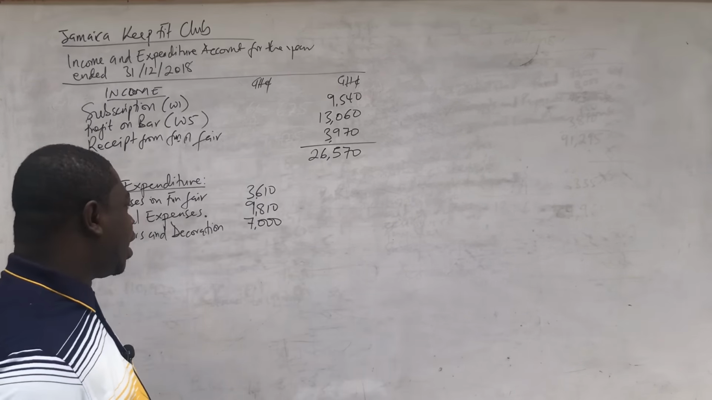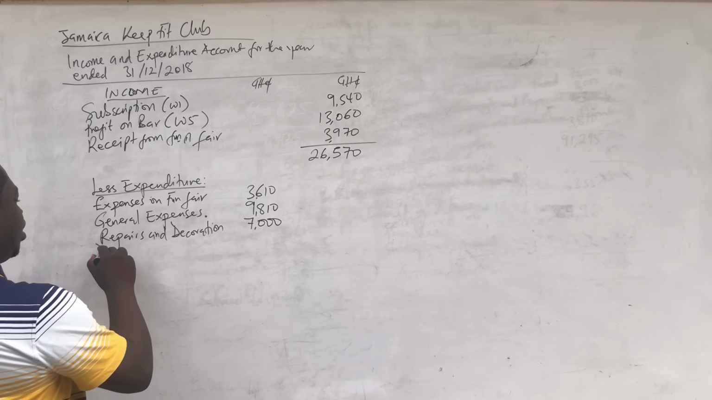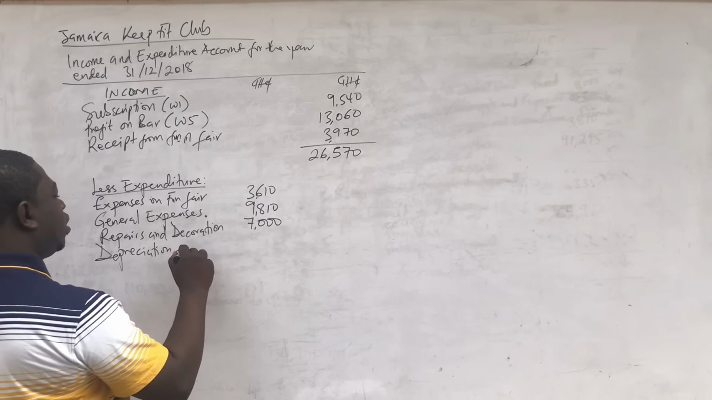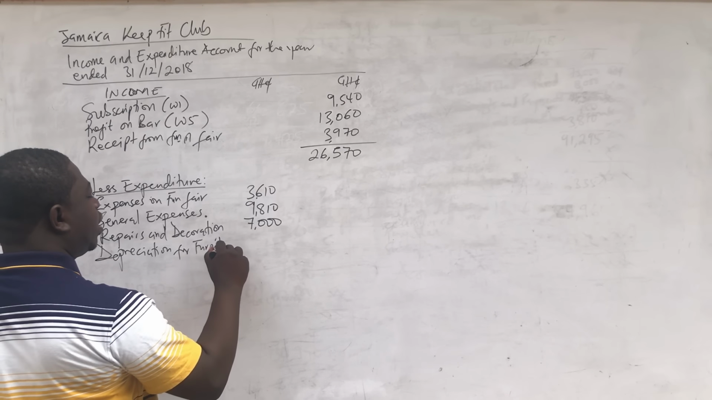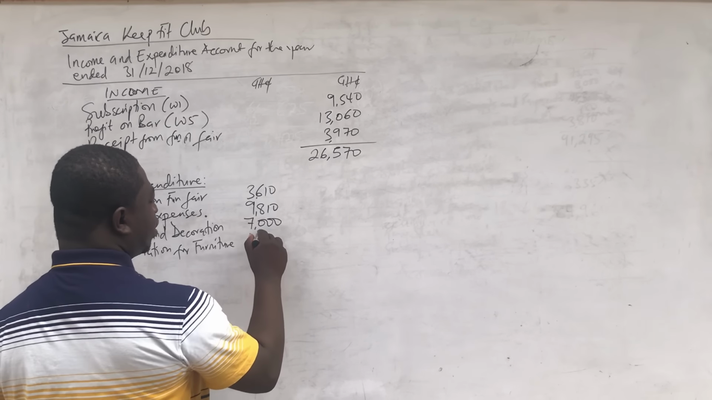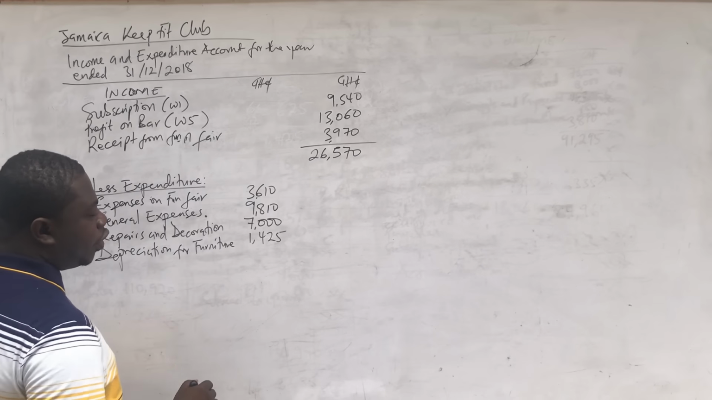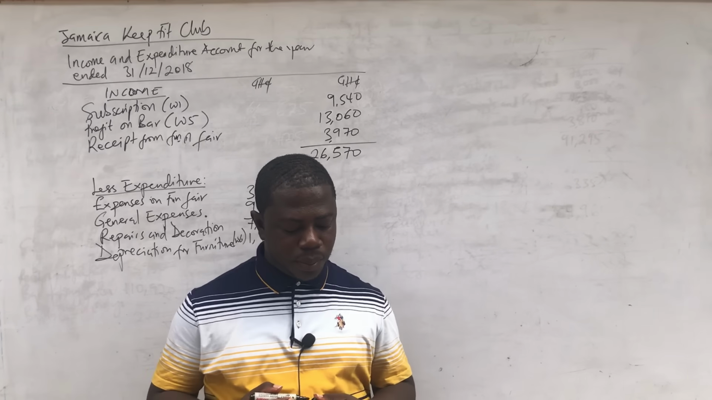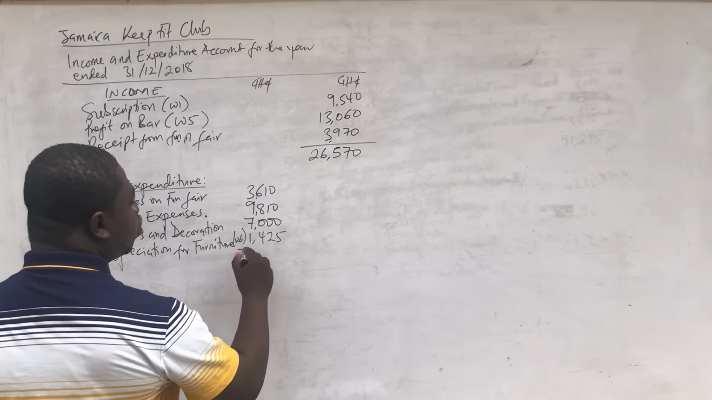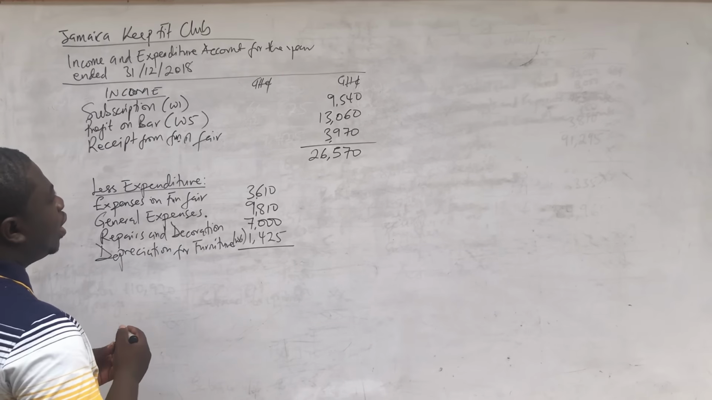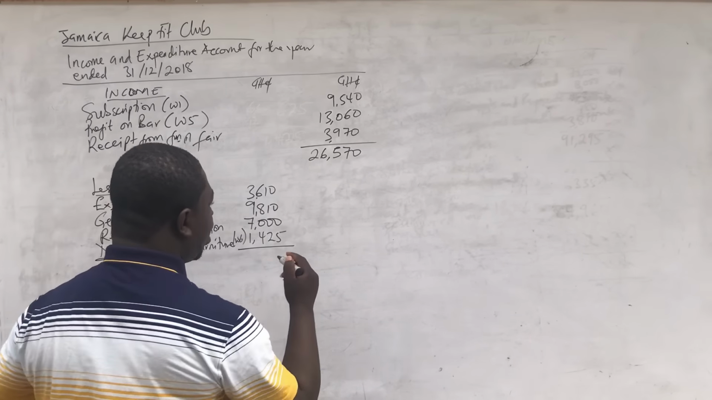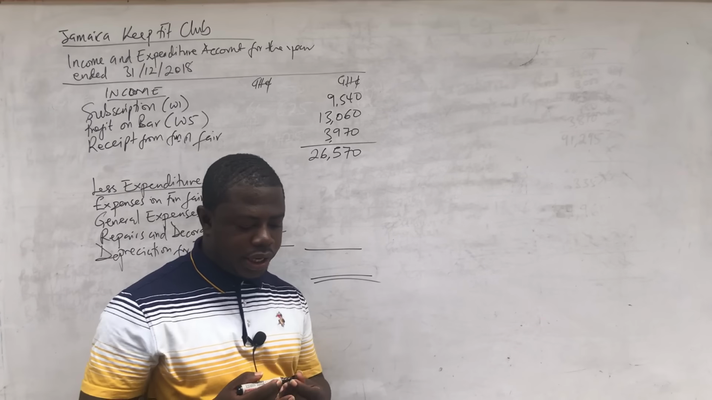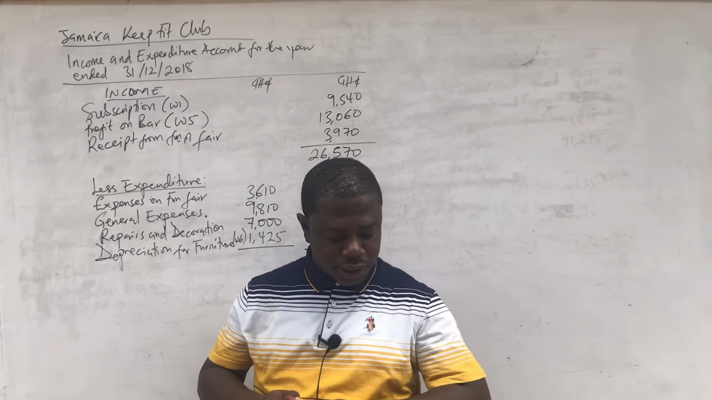And then after that, remember there was depreciation. We calculated depreciation for the furniture, at a value of 1,425, if you can remember from our working 6. So that is it, 1,425. So we are going to add up all the expenditure, and when we add the expenditure, we are going to subtract that total from the income, and then we are going to get our surplus or deficit.